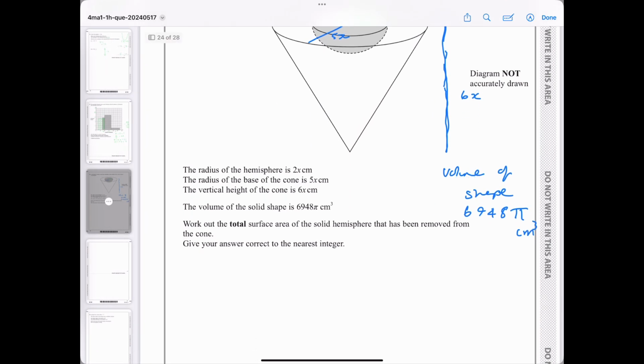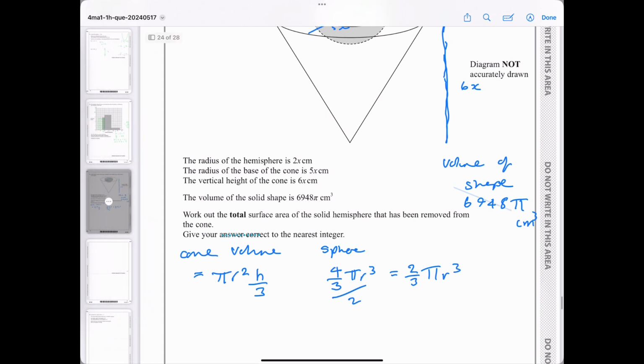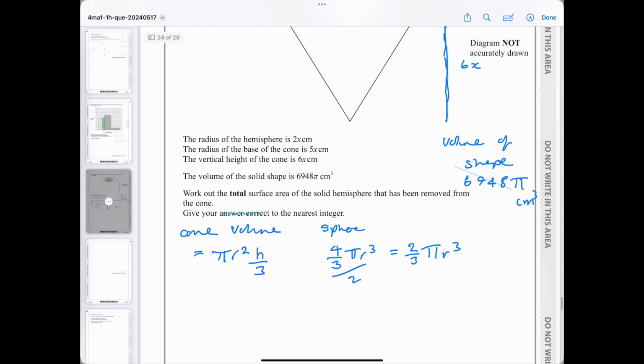So cone volume equals pi r squared h over 3, and sphere volume, and you'll get this on the front, is 4 over 3 pi r cubed, but it's a hemisphere, so let's divide that by 2, and that's 2 over 3 pi r cubed. So we know that the volume of the solid shape is that much.